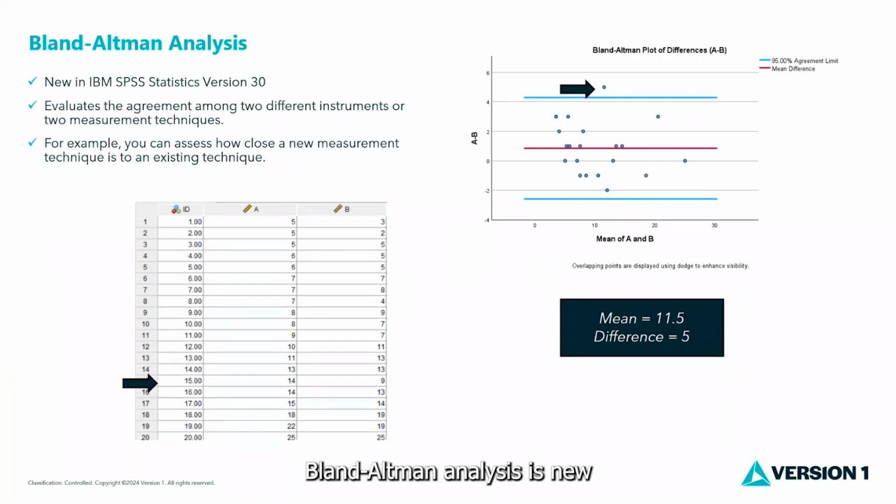Bland-Altman analysis is new in IBM SPSS Statistics version 30. It evaluates the agreement among two different instruments or two measurement techniques. So, for example, you can assess how close a new measurement technique is to an existing technique.